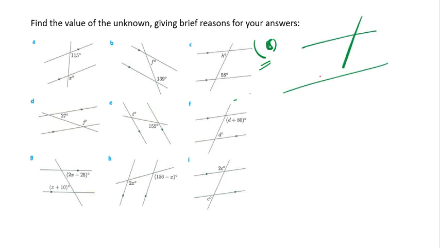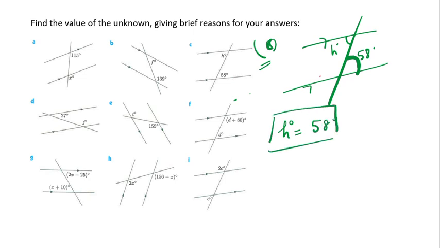These lines are the parallel, and this is h degree and this is 58 degree. These are the opposite angle and they are on the inner side of the two lines. So these are the alternate interior angle and the lines are the parallel. So the alternate interior angle are the equal. So h degree is equal to 58 degree.